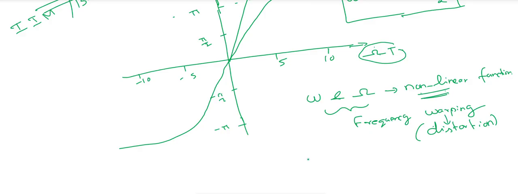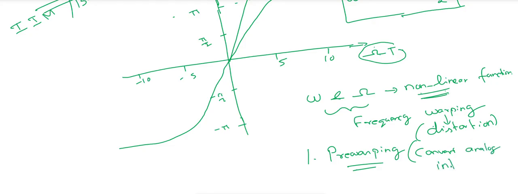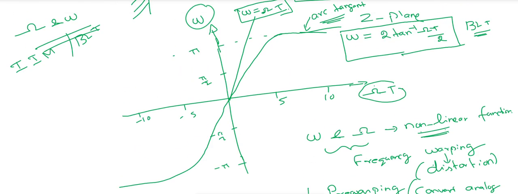So we have to do pre-warping first. Pre-warping, here the technical term, pre-warping. What do you mean by pre-warping? Converting your analog to digital. So pre-warping converts your analog frequency into digital frequency. This is pre-warping.